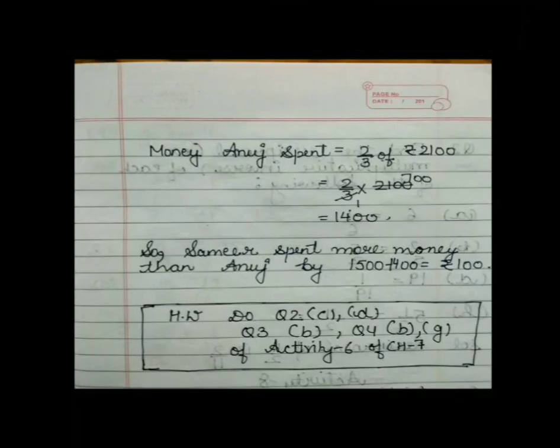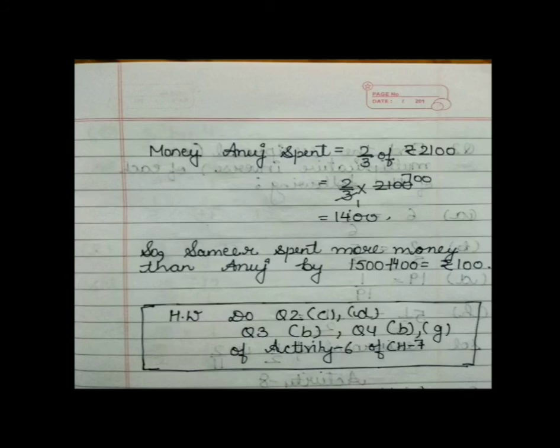Money Anuj spent. How much did he spend? 2 by 3 of his money. Means 2 by 3 of 2100. So in the 3 table, 2100 comes at 700. So now students, you multiply 2 with 700. What answer comes? 1400. Clear?